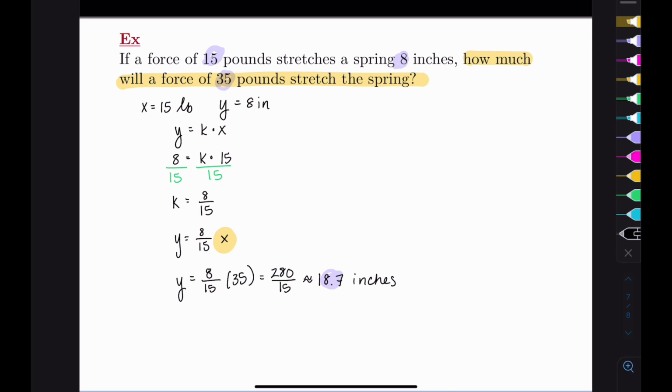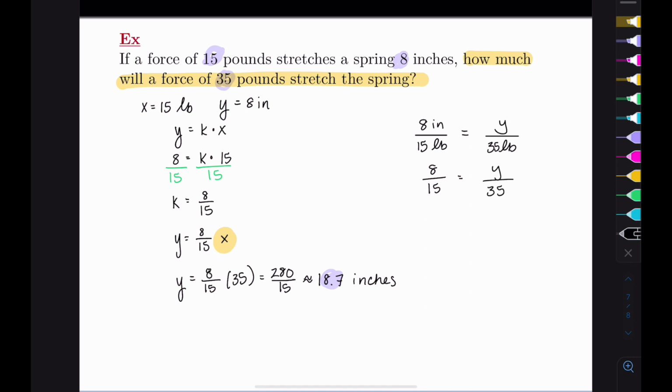And now again, you don't need to set up a direct variation equation. Direct variation is the same thing as directly proportional, so we can set up a proportion. For the one instance, we stretch 8 inches for 15 pounds of weight. And that's going to be equal to the same amount that we stretch on the other side. So we have a 35-pound weight, and we don't know how many inches, so we call it X. So really it's the same thing as solving, or let's call it Y, because that's what we were given before.